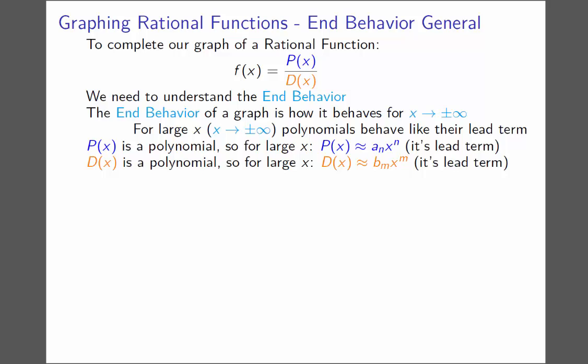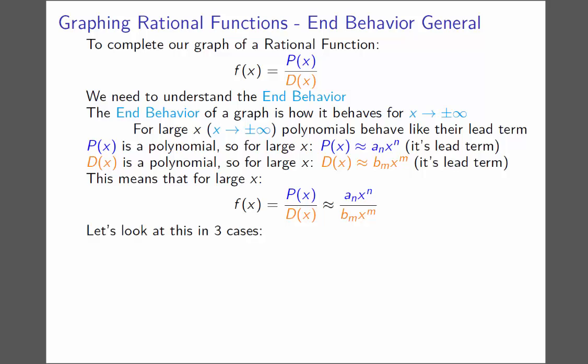Now bringing it back to our rational function, this means that for large values of x, f of x, which is p of x over d of x, behaves approximately like a_n x to the n over b_m x to the m. Now let's look at this in three cases.